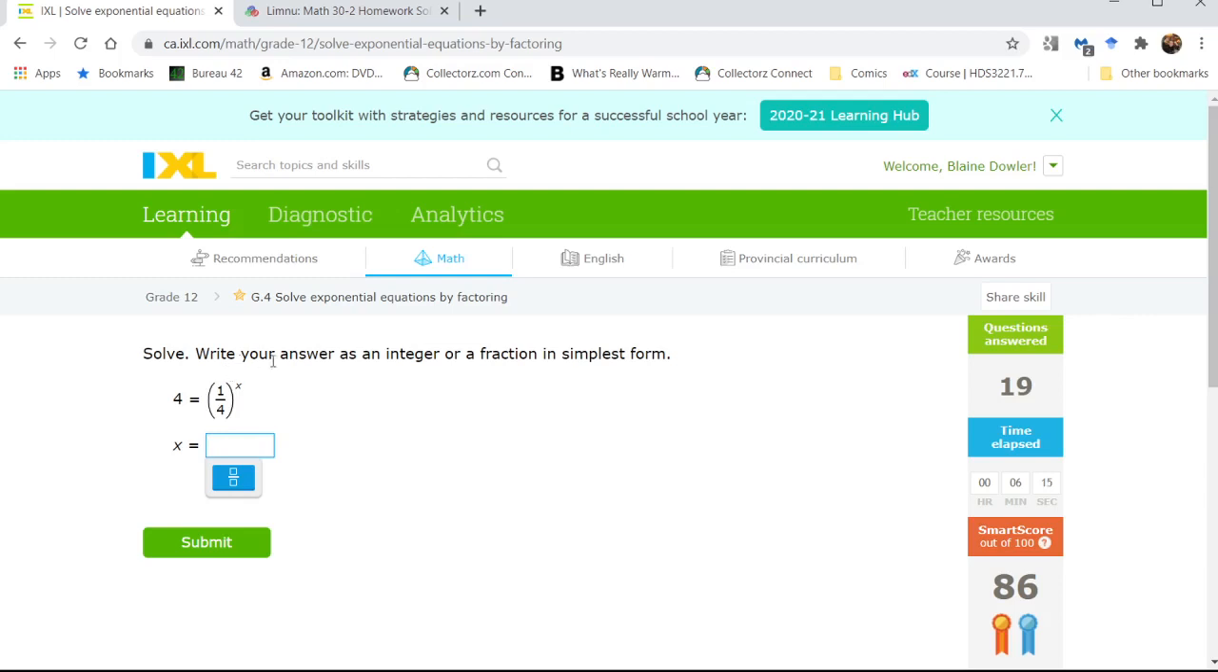Now here we want to solve, write our answer as an integer or a fraction in simplest form. We are reciprocating, that's a negative 1. So that's 20 questions down. And when we return for part 3, we will go right to the mastery level.